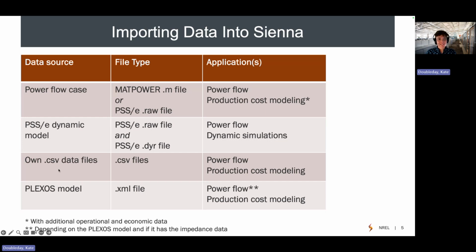We'll talk about parsing your own CSV data files for power flow or production cost modeling. And finally, we'll talk about parsing a Plexos model from a .xml file, which could be used for power flow if the Plexos model has impedance data included, or for production cost modeling in Sienna. These first 3 options include capabilities natively in Sienna Data, but we'll also talk about an additional package written in Python called R2X, which enables this Plexos translation.